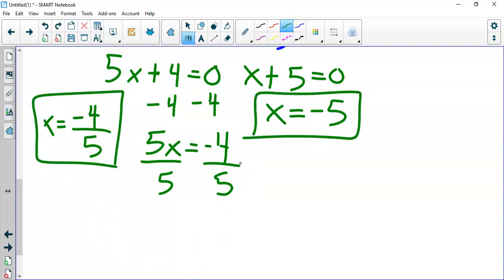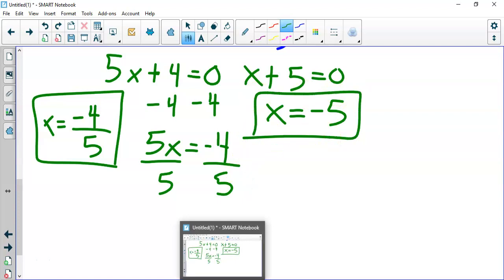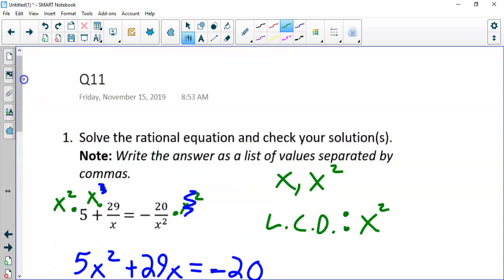You put in your two answers and separate them by a comma. I don't think it matters. Let's go up and look real quick. No, doesn't matter. Just list the values, separate them with a comma.